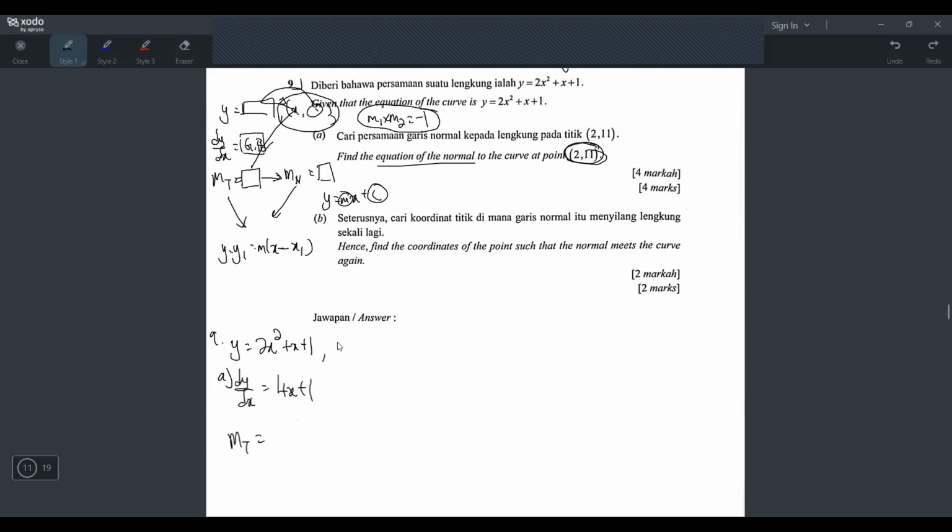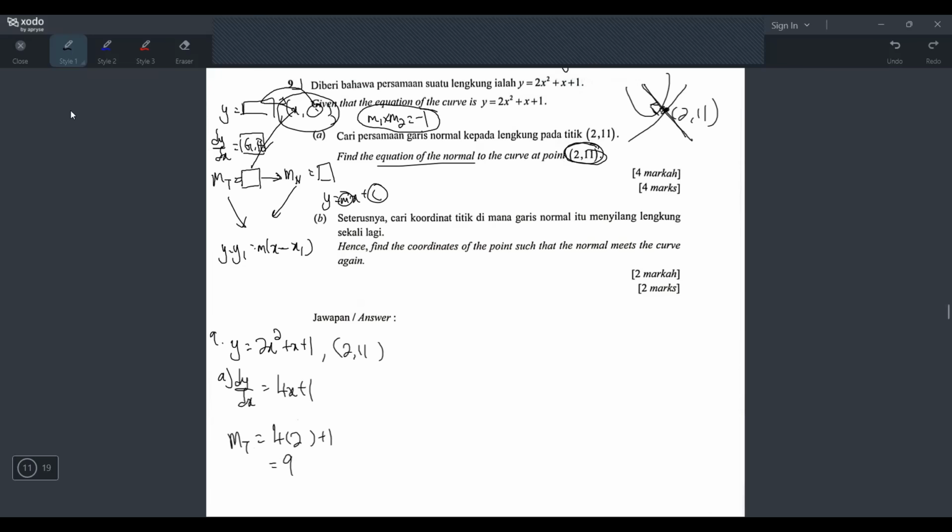By substituting the x value, and they already gave the equation of the curve at point (2, 11), right? So it means that this is the curve, this is the tangent, and the tangent point is (2, 11), and the normal also passes through this point, right? Normal means the one perpendicular to the tangent, right? So the gradient of the tangent will be 4x + 1, substitute 2, you'll get 9.